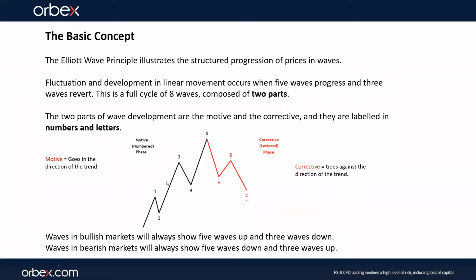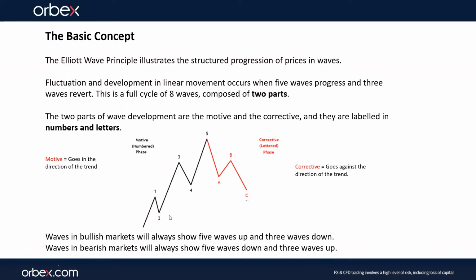The 2 parts of the wave development are the motive and corrective, and they are labeled in numbers and letters. The motive is going with the direction of the trend. So if we've got an uptrend, then this is a motive trend. I've labeled it in black, and it's always in numbers: 1, 2, 3, 4, 5, for example. Corrective phases are in letters A, B, and C. It's important to understand that anytime you see numbers, it's going as a motive with the trend, and anytime you see letters, it shows a corrective trend, going against the direction of the trend. Waves in bullish markets will always show 5 waves up and 3 waves down. Conversely, bearish markets will show 5 waves down and 3 waves up.